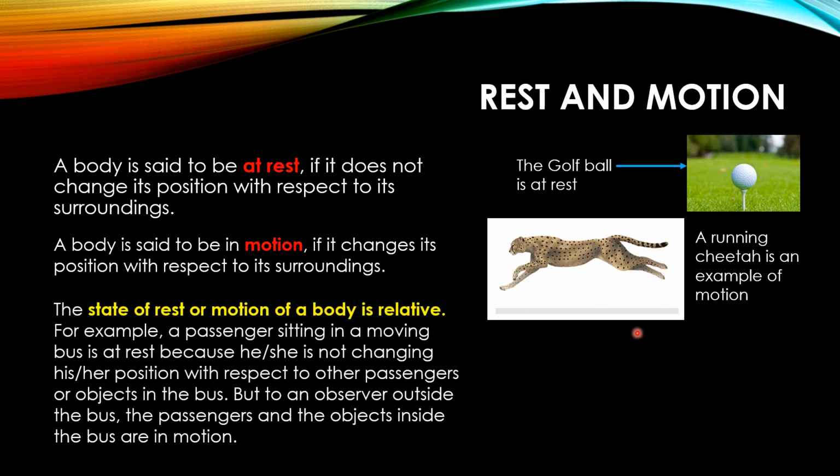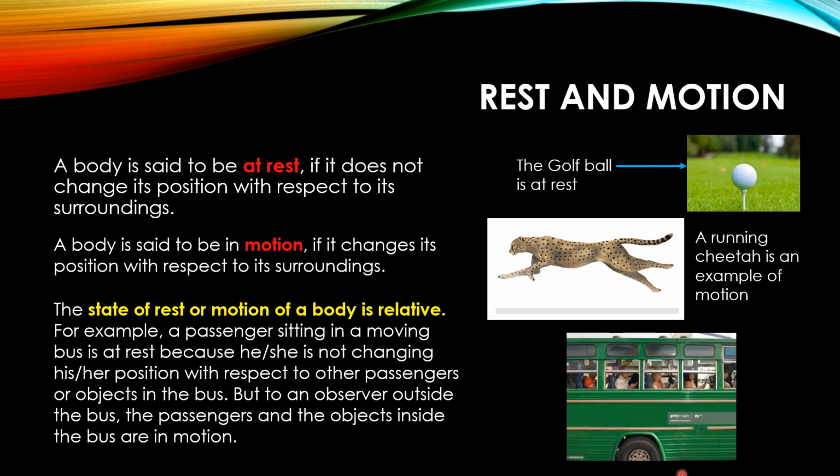The state of rest or motion of a body is relative. For example, a passenger sitting in a moving bus is at rest because he or she is not changing his or her position with respect to the other passengers or objects in the bus, but to an observer outside the bus, the passengers and the objects inside the bus are in motion.